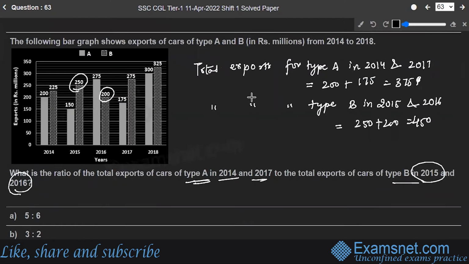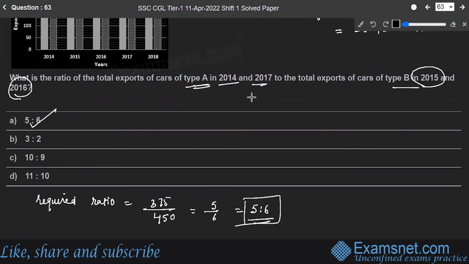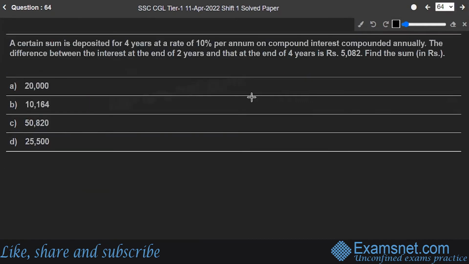So let's see the options available. Option A is the correct answer for this question. Hope you are clear. Let's move to the next question, 64.